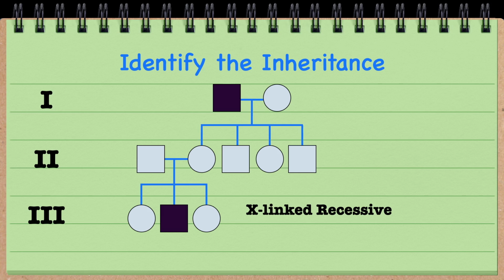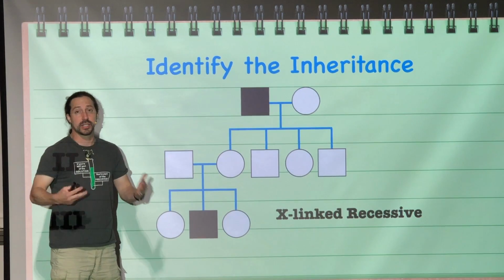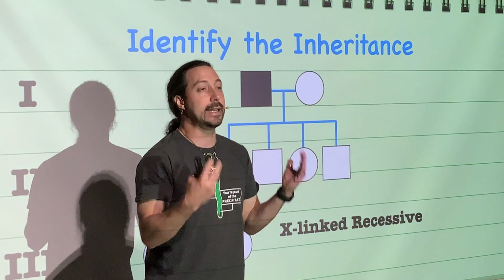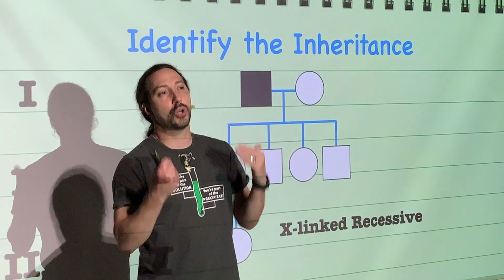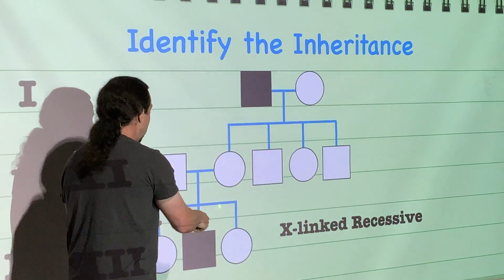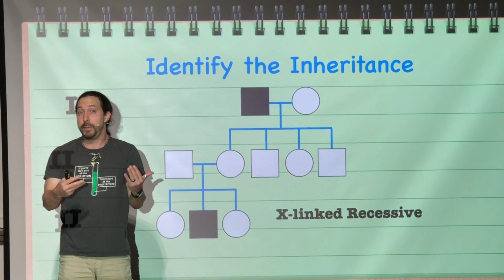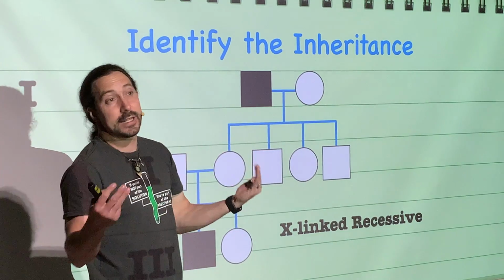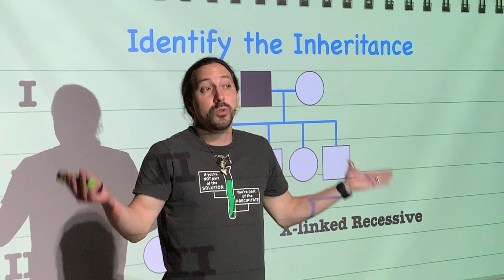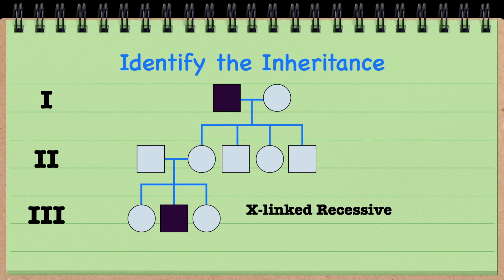But this is such a small pedigree that we can't totally rule out that it could be autosomal. There are only 3 individuals in this 3rd generation, and that's not nearly enough information to totally rule out autosomal inheritance. But because it only appeared in males, that would probably lead us to think this could be X-linked. But if you did say autosomal recessive, you might be right. We need more information for this actual pedigree.